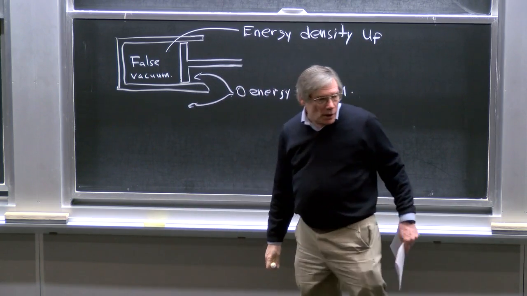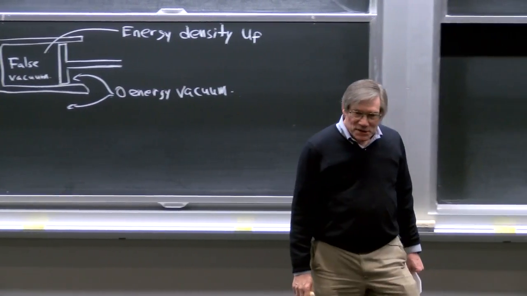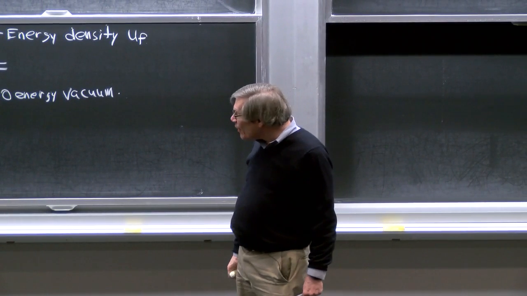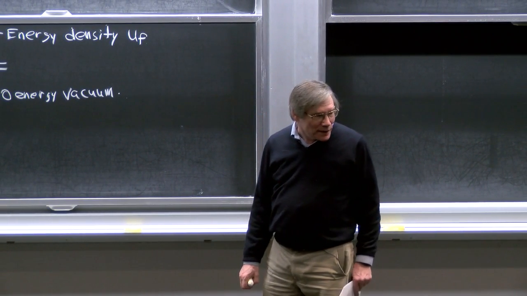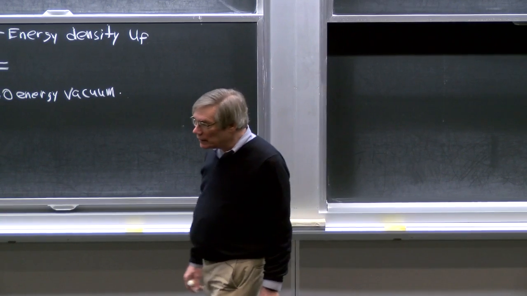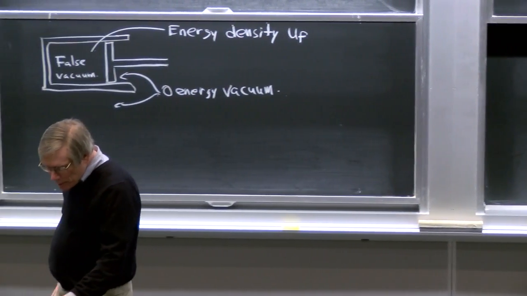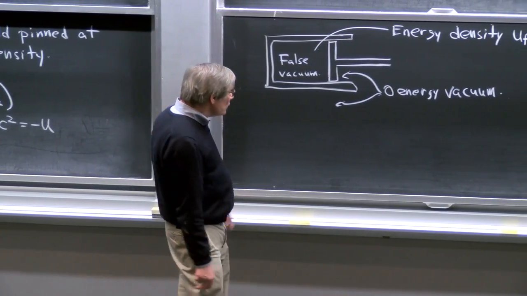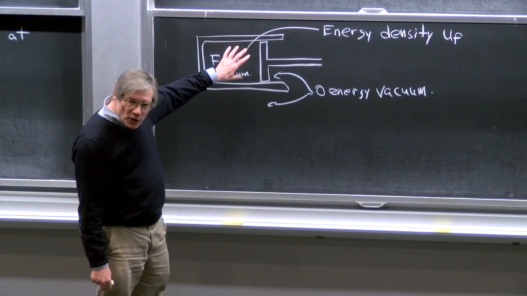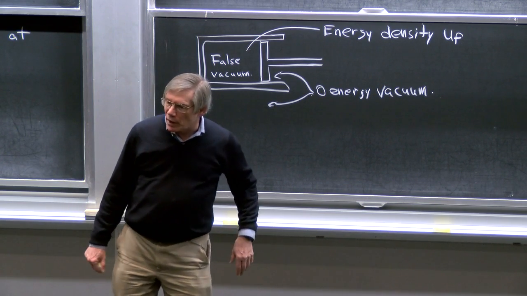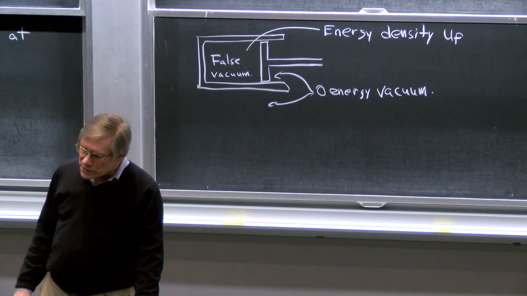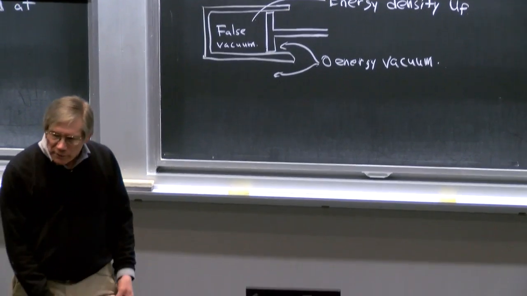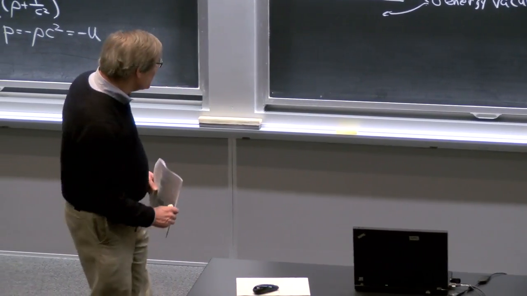Now, we've learned that since 1998, we've known that our vacuum is not a zero energy vacuum. We seem to be seeing a non-zero vacuum energy in our universe. However, even if that's true, the vacuum energy of our universe is incredibly small compared to the false vacuum energy density that we'll be talking about in terms of the early universe. So we could still very well approximate it as zero and not worry about it. So that's what we'll be doing here.